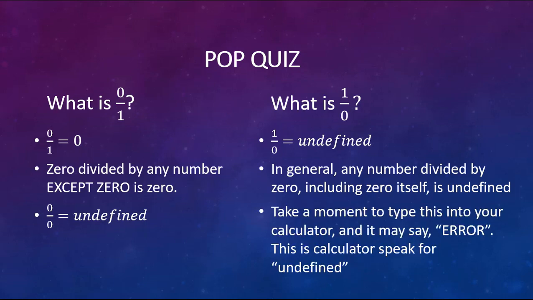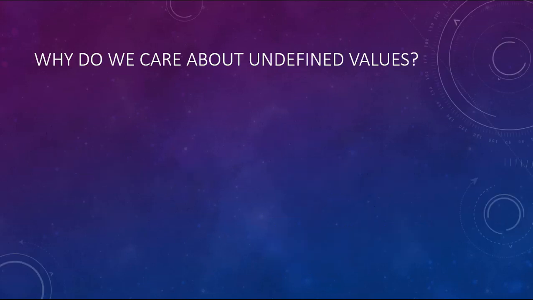You might take a moment to type this into your calculator. Type in 0 over 0 or 1 over 0. Your calculator may say something like error. This is calculator speak for undefined. On a homework assignment or a test or a quiz, if you write error, you will not get full credit. You need to say undefined. That is the mathematically correct term for what we mean.